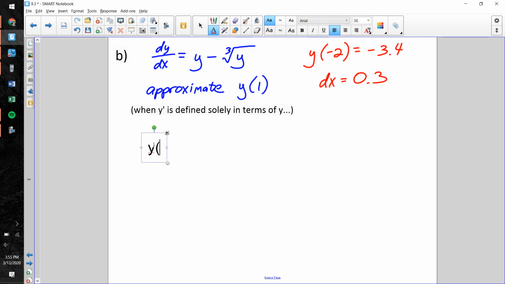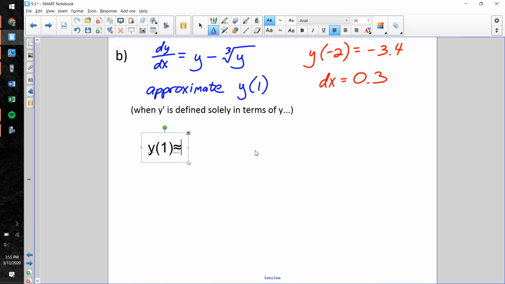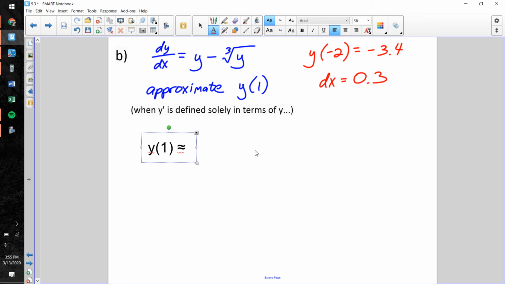Right down here, that y of 1 is approximately equal to, and now I forgot already, negative 24.293. And there we go. That's going to be our answer to that particular problem. Now, in terms of is it actually right or not, that gets a little bit more difficult to check. So let me walk you through how we're going to play around with this just a little bit.